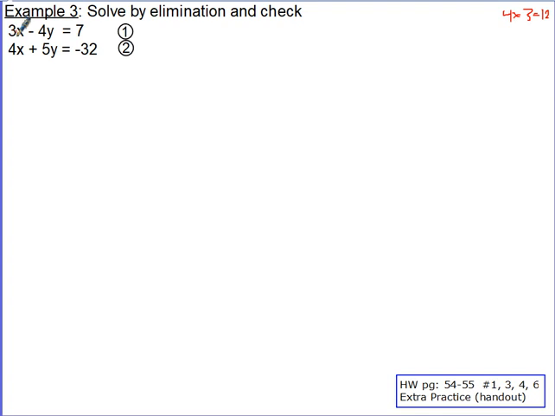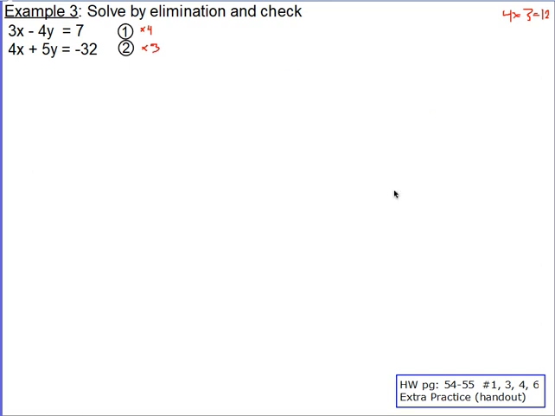Well, I'm going to have to multiply the 3 by 4, which means I'm going to have to multiply the entire equation 1 by 4. Likewise, for equation 2, how might we change the 4x to a 12x? Well, we're going to have to multiply it by 3. So we're going to multiply the entire equation here by 3.